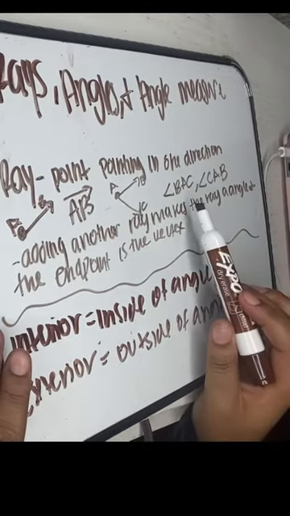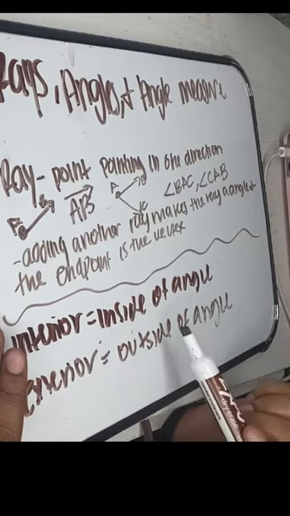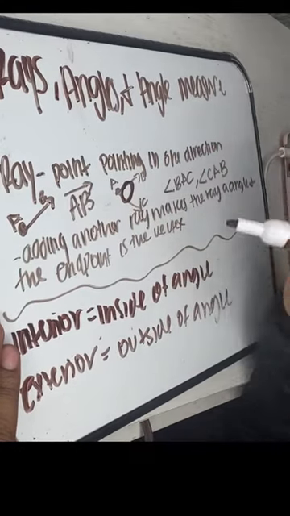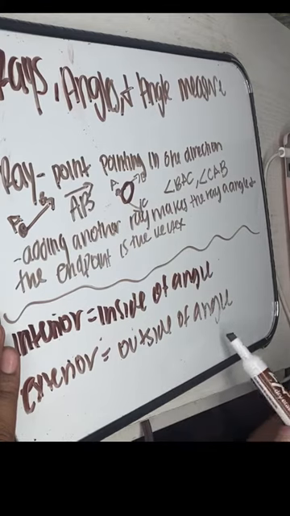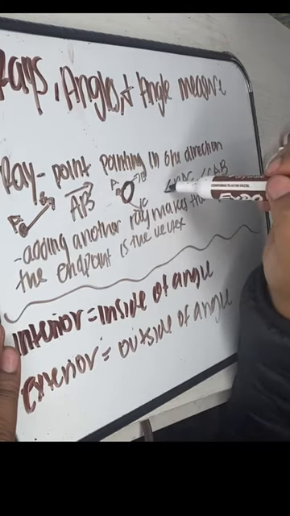So now, since we were talking about angles, the interior is the inside of the angle, which is here, and the exterior, which will be the outside of the angle, which is out here.